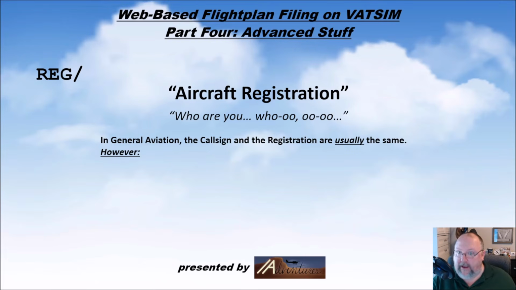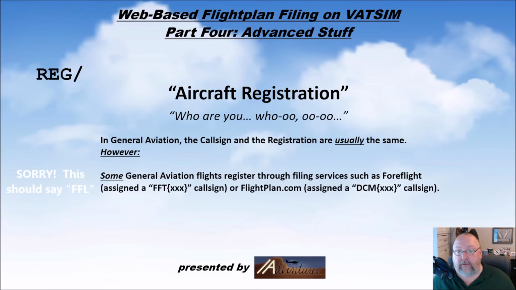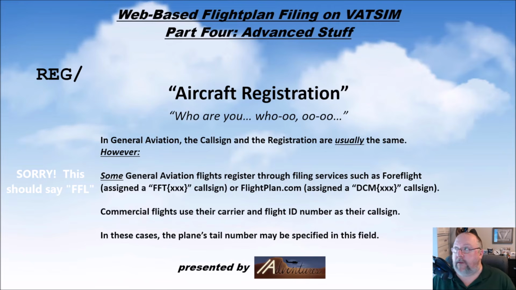You're just going to use the tail number of the plane as your call sign. However, it's also possible that you'll file your general aviation flight through a filing service like ForeFlight, and you get a call sign of FFT and your flight number, or Flightplan.com, and you get a flight plan that's assigned to you in terms of a .com call sign, DCM, and your randomly assigned flight number. So in that case, or the case of a commercial air carrier where you have a carrier ID and flight number as your call sign, you might want to put the plane's tail number in this REG field. Go ahead, knock yourself out.